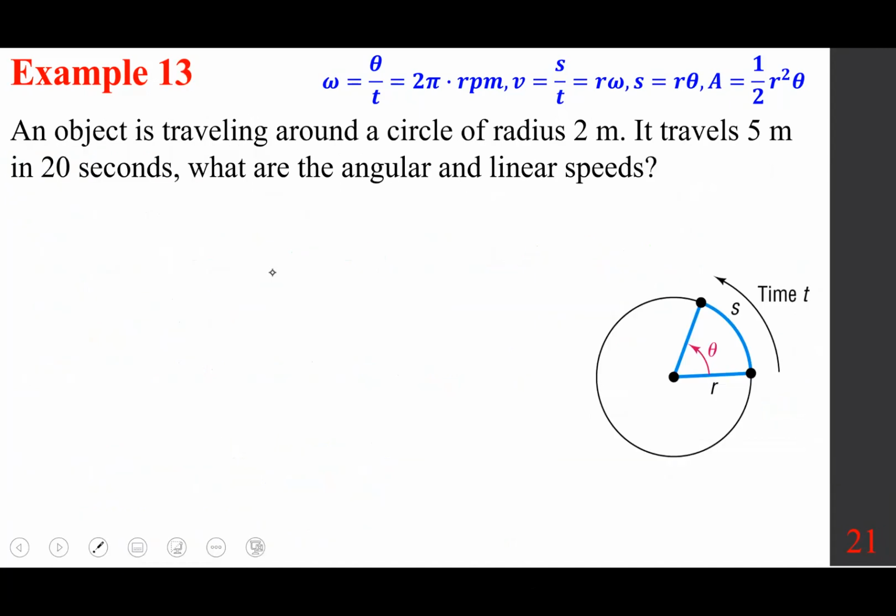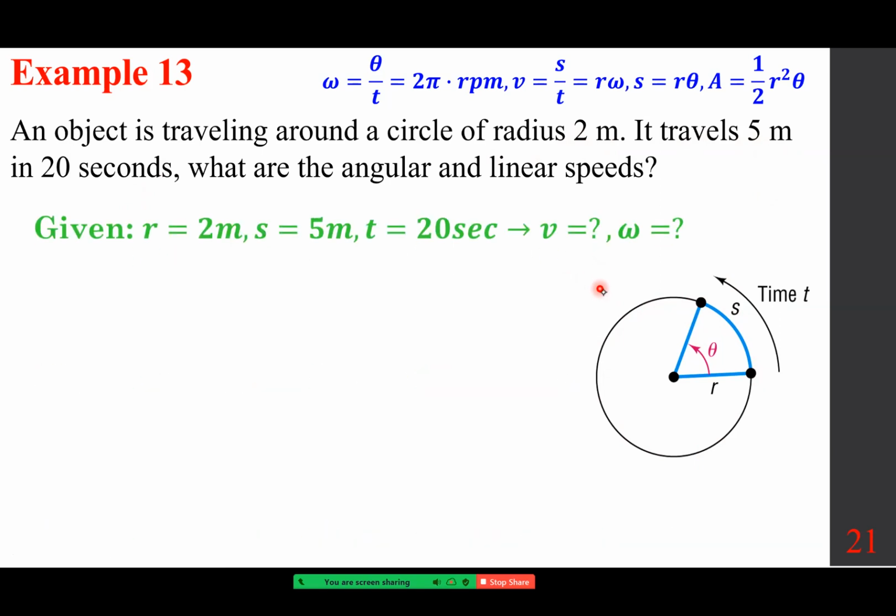An object is traveling around the circle of radius 2 meters. It travels 5 meters in 20 seconds. What are the angular and linear speeds? So that's what we are going to do. We are going in a circular motion. The radius is 2 meters. It travels 5 meters in 20 seconds. That means S is 5 meters, T is 20 seconds. You want to find the V and omega.